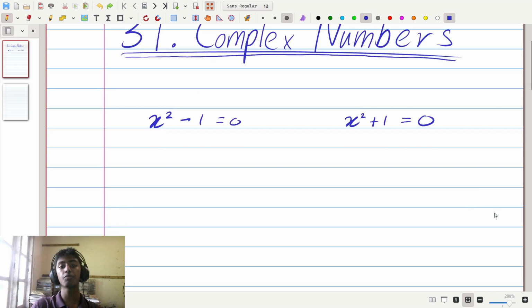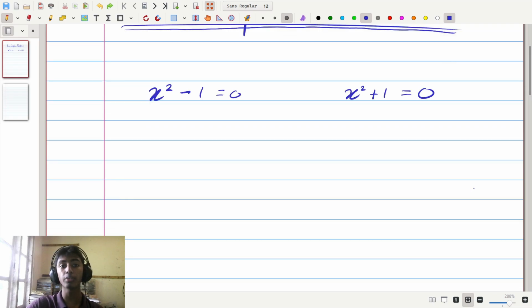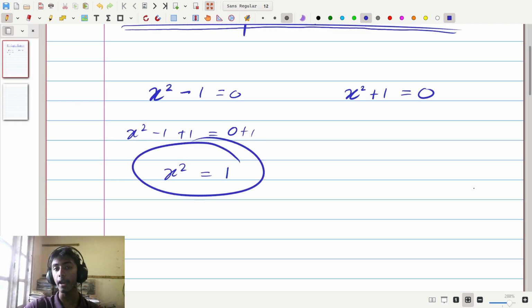If we take a look at the first equation, we can solve it by simply adding 1 to both sides. On the left side, we get x squared minus 1 plus 1, and on the right side we get 0 plus 1. This simplifies down to x squared only on the left, since the plus 1 and the minus 1 cancel, and on the right side 0 plus 1 is equal to 1. So we get the solution x squared is equal to 1.